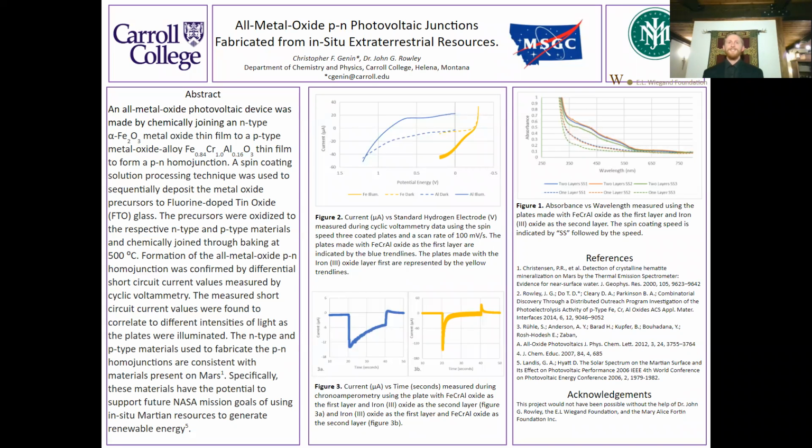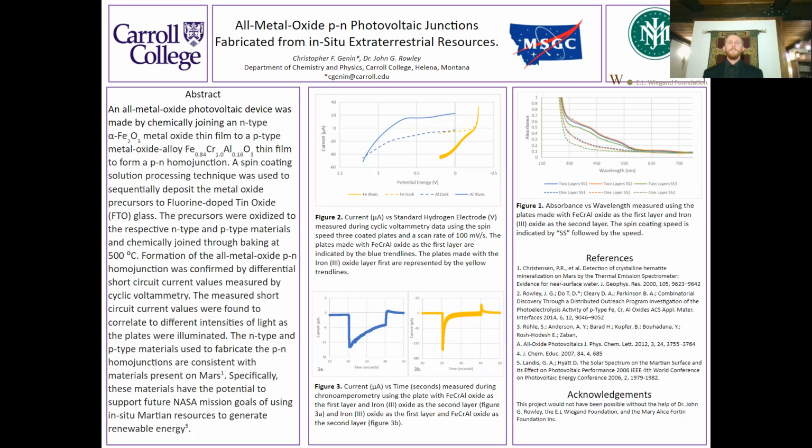Hi, my name is Chris, and today I have the opportunity to report a strategy of constructing PN homojunctions using a spin coating solution processing technique between an N-type iron metal oxide thin film and a P-type iron chromium aluminum metal oxide alloy thin film.